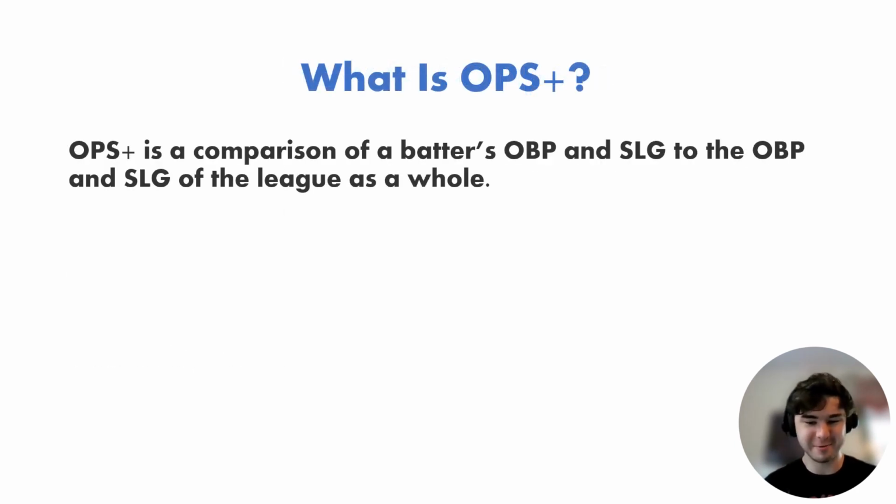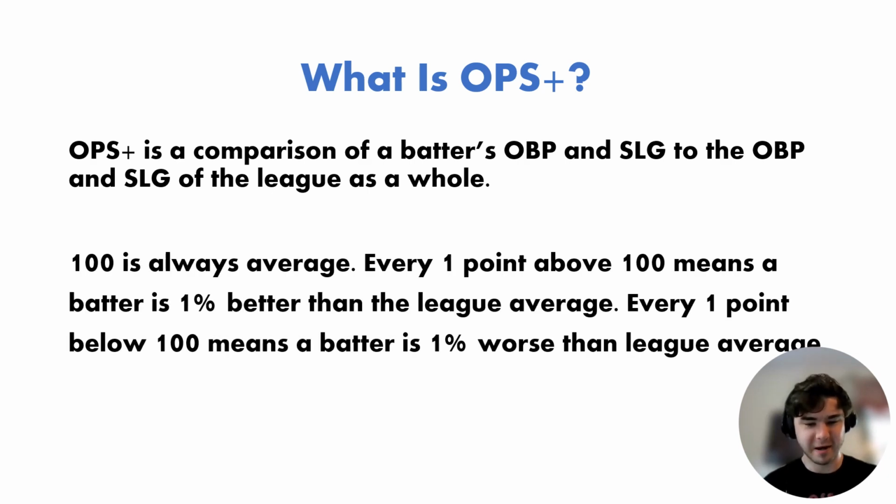Now, what is OPS plus? This is a comparison of the individual on base and slugging numbers to the league average numbers in those stats. 100 is always average, an OPS plus of 100, that is. If you have 1 point above 100, you're 1% better than league average. So a 110 OPS plus means a hitter is 10% better than league average. And the same is true for going under 100. A 75 OPS plus means you're 25% worse than the league average hitter.